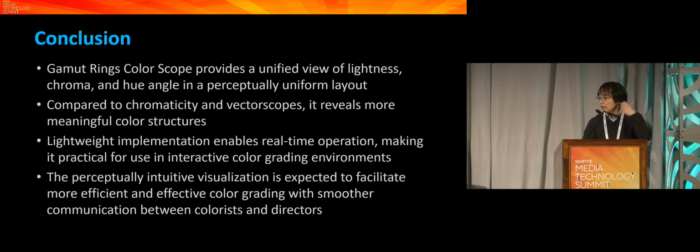In conclusion, the Gamut rings color scope provides a unified view of lightness, chroma, and hue angle in a perceptual way, and compared to the conventional color scopes, it reveals more meaningful color structures, and lightweight implementation enables real-time operation, making it practical for use in interactive color grading environments. And the perceptually intuitive visualization is expected to facilitate more efficient and effective color grading with smoother communication between colorists and the directors.